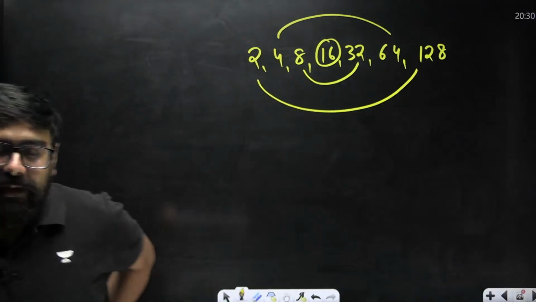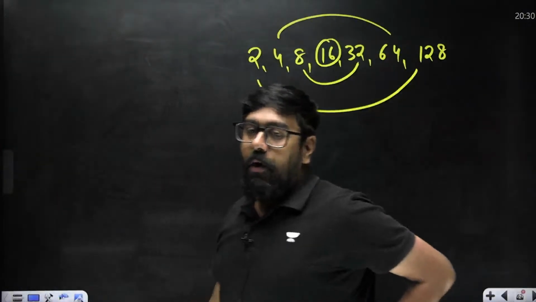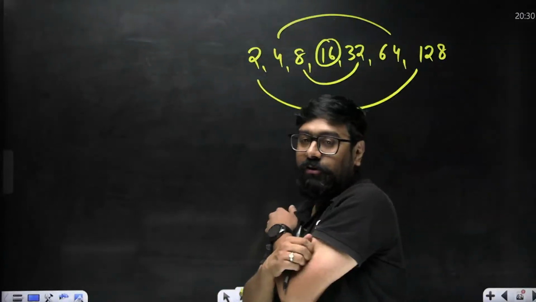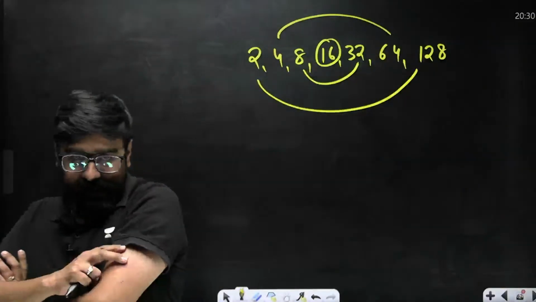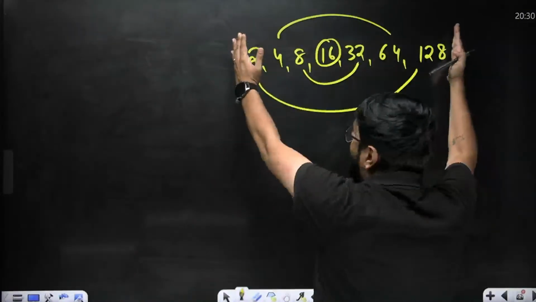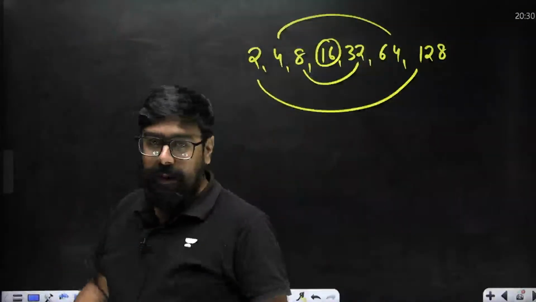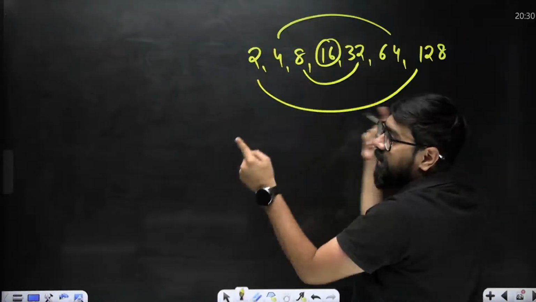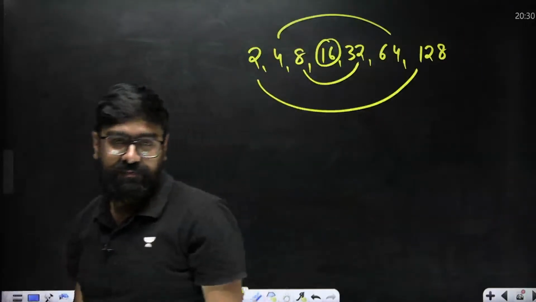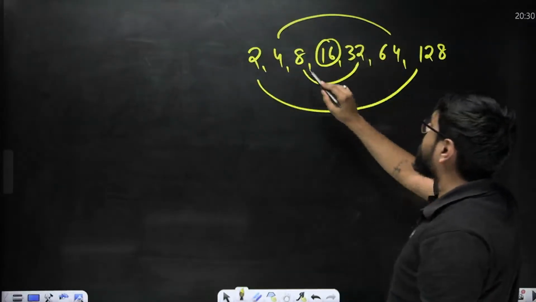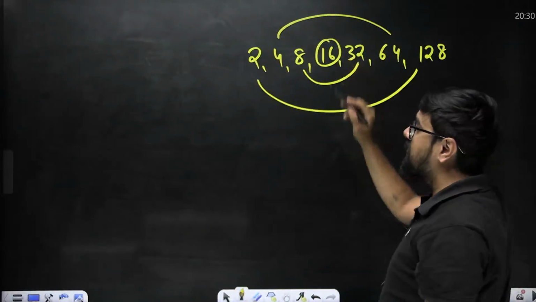Just like in arithmetic progression, where the sum of the equidistant terms was fixed, constant, or the same, equidistant terms. This is a small part of a GP. A GP can be very big. But when we write this part, the product of equidistant terms will be fixed. Whatever is 2 into 128 is 4 into 64 is 8 into 32 and is 16 square.